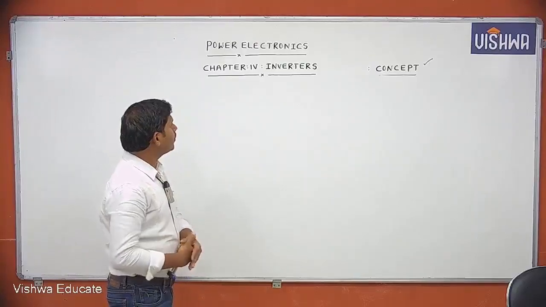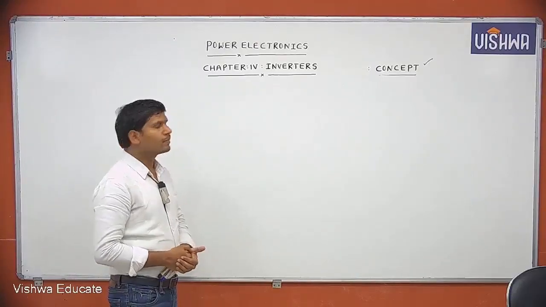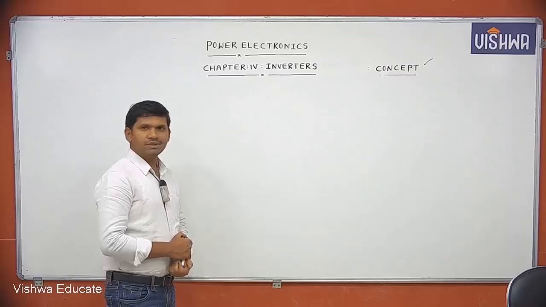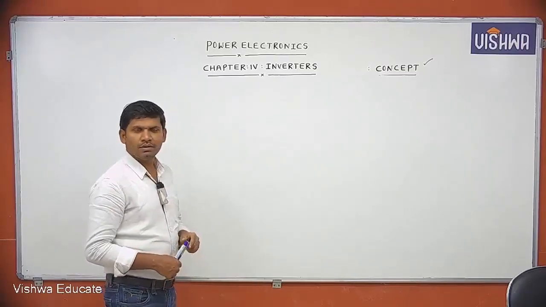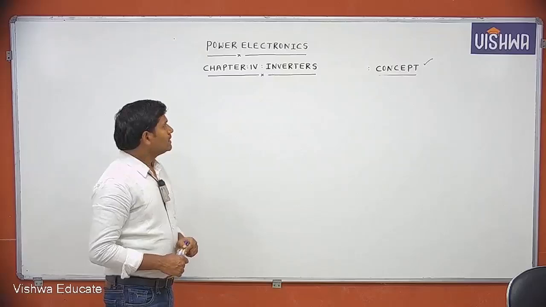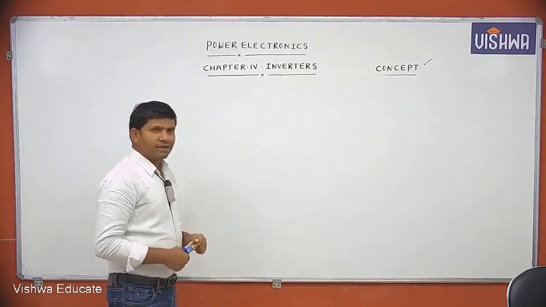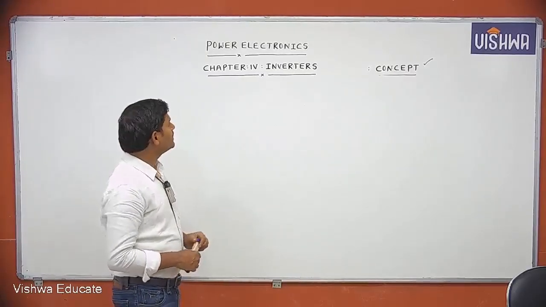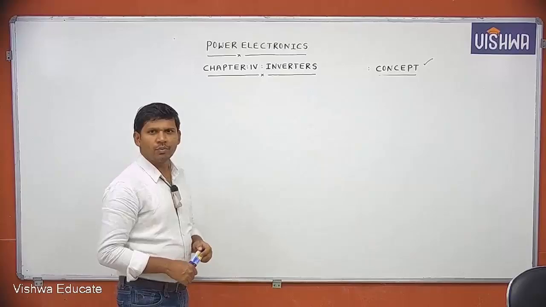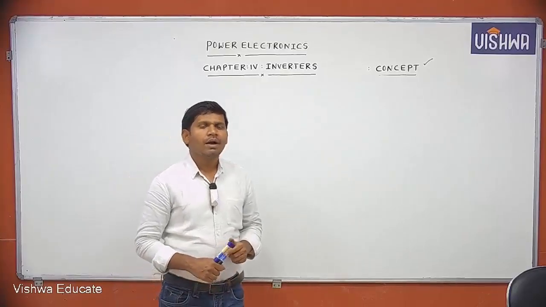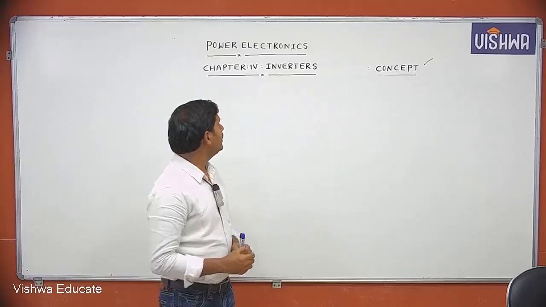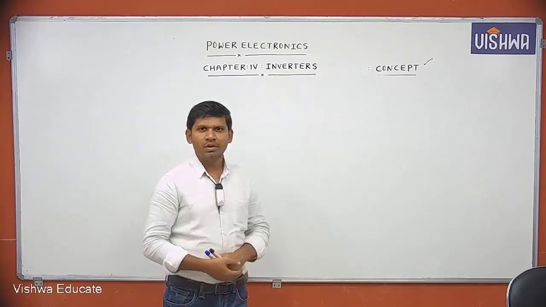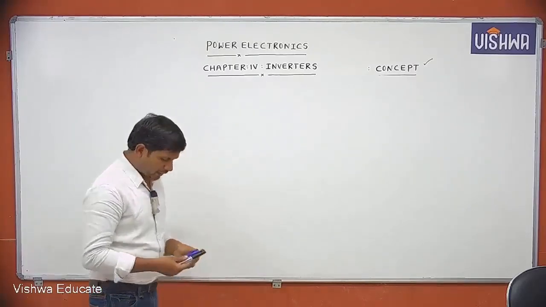Continuation of chapter 4, that is inverter. In the last session, I discussed what exactly the single pulse width modulation technique is. But what is the drawback of single pulse width modulation? At a time only one harmonic is eliminated. That's the reason why we are implementing the multiple pulse width modulation technique.